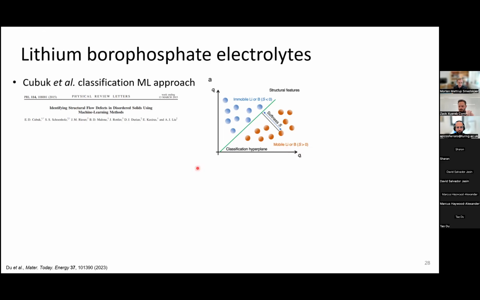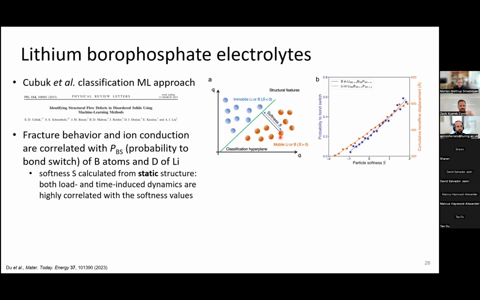And we have some hyperplane to separate these. And then the distance from this, they refer to in this paper as the softness. So then we can calculate that for the different atoms, for my boron and for my lithium in the two series of glasses, and we can see how very nicely the probability to undergo bond switching for the boron, and this is a measure of mobility, this cumulative non-affine displacement, matches nicely with this softness here.